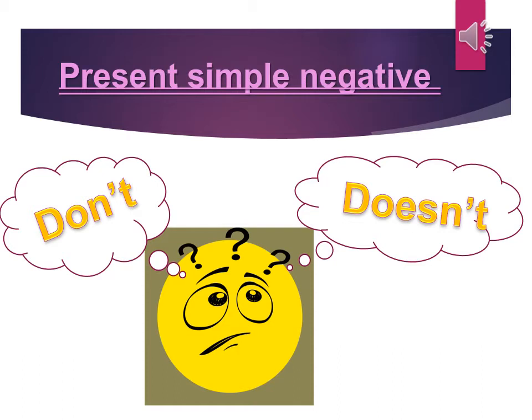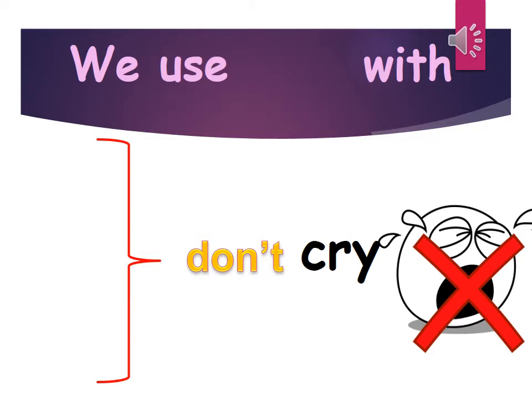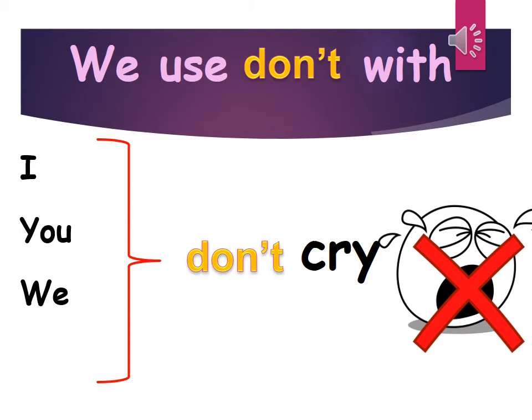In the negative form of present simple, we use do and does before the main verb with not. But when can we use don't and when can we use doesn't? We use don't with I, you, we, they. For example, I don't cry. You don't cry. We don't cry. They don't cry.